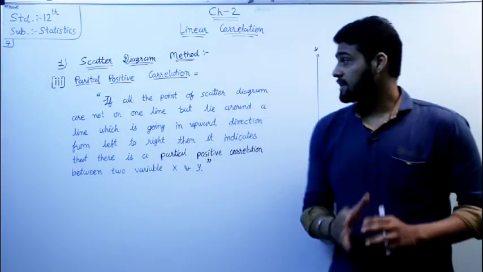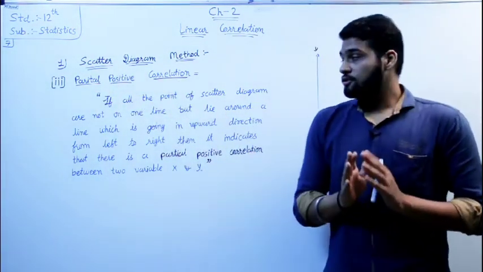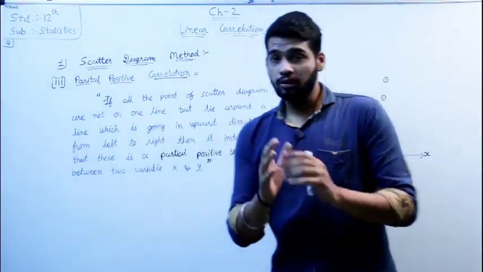Okay students, the third type of scatter diagram method is partial positive correlation. So what is partial positive correlation, students?